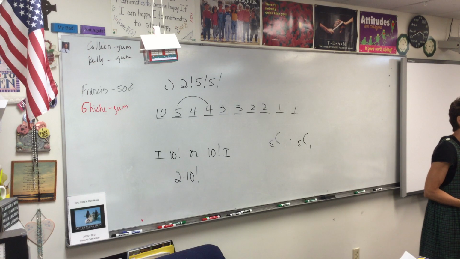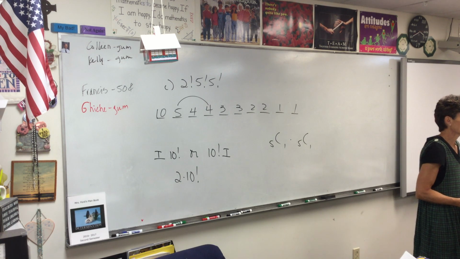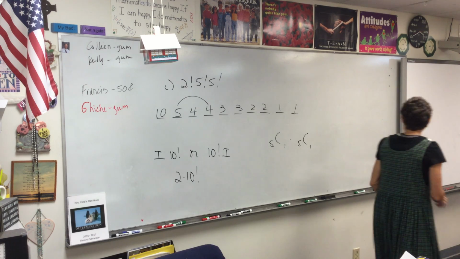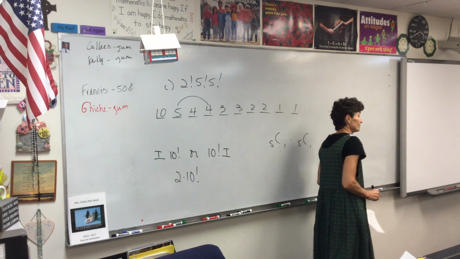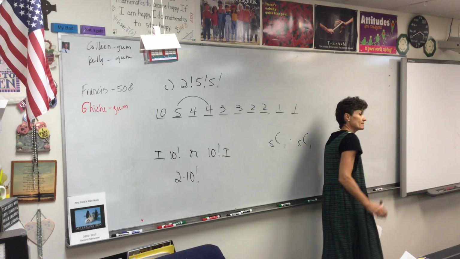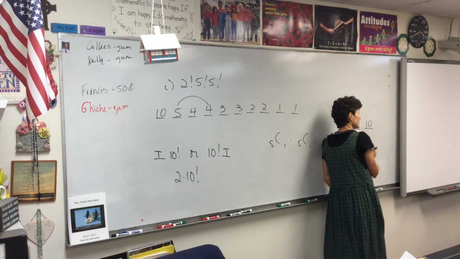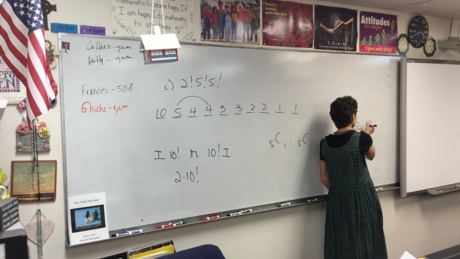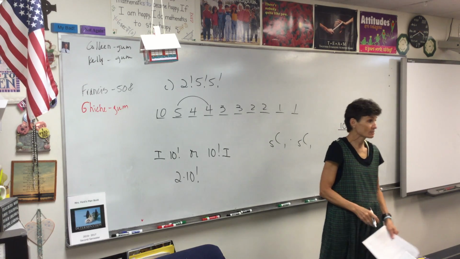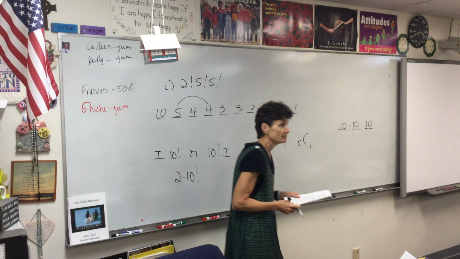How many ways can I give out the first prize? 10. Right, there's 10 kids. So the first prize can go out 10 ways. What about the second prize? 10. And the third prize? 10. And since I'm giving away prize 1 and 2 and 3, there's 1,000 ways that can happen.